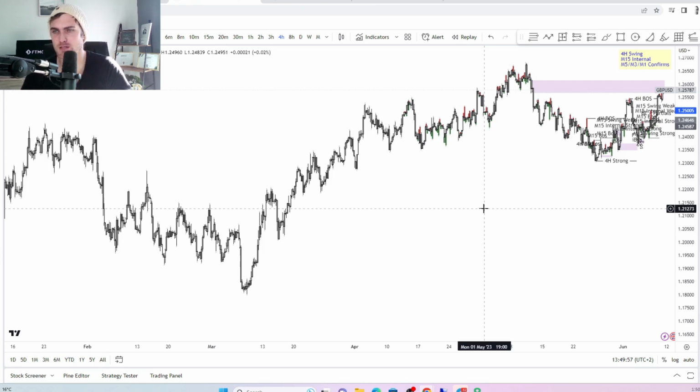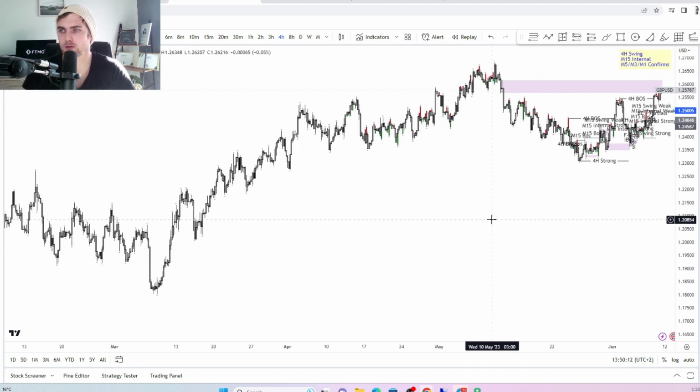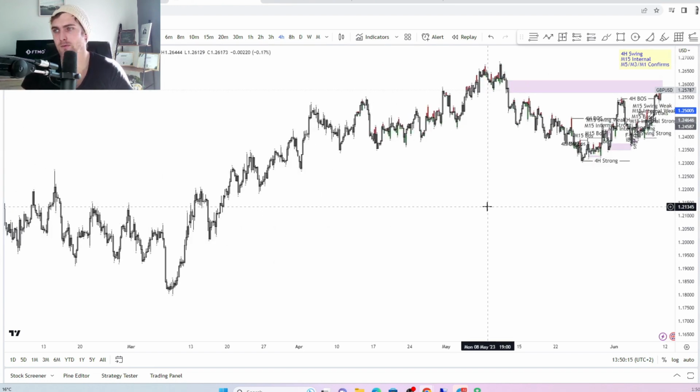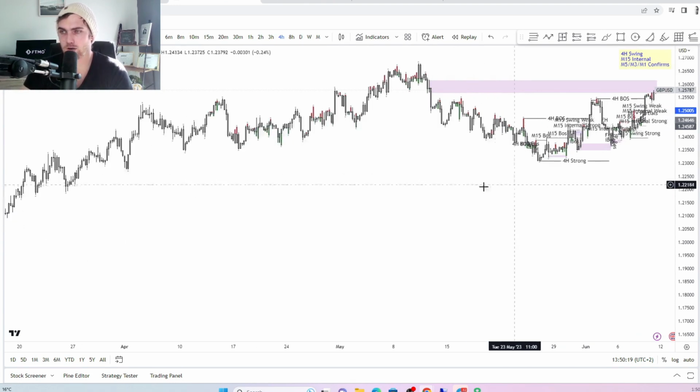So in my specific system, there are 3 different types of structure, that being swing structure on the 4-hour time frame, internal structure on the 15-minute time frame, and your 5-minute, 3-minute, and 1-minute time frames are all for entry confirmations. So if we just briefly have a look at putting the basic mind graph that I just showed you into action on a live chart walkthrough.